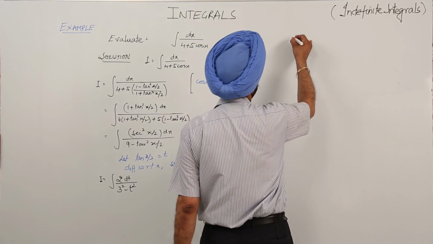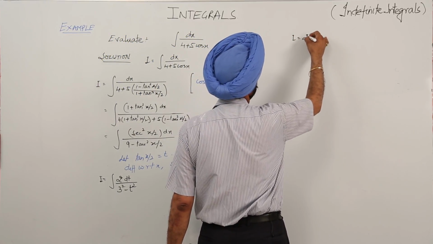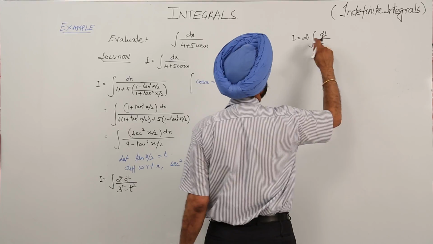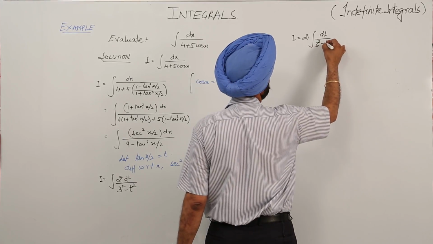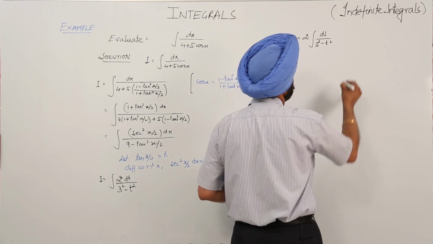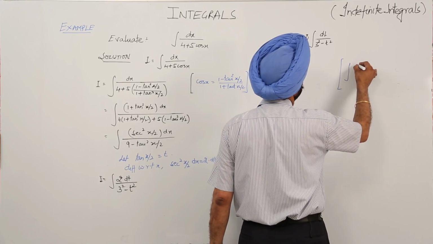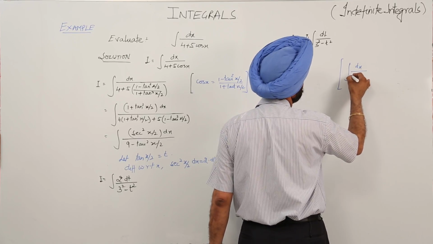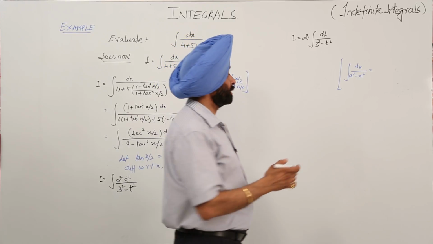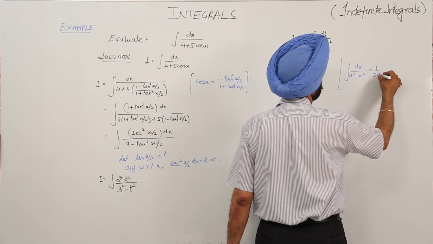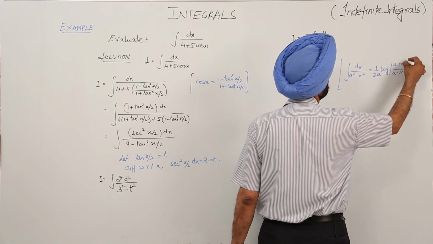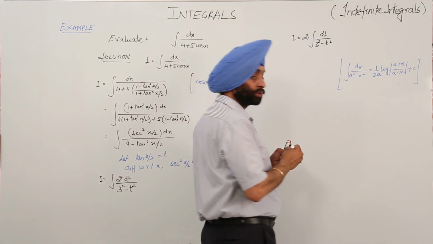Okay. So we now have integration of dt upon 3 square minus t square. Now which formula have we used for the integration of dx upon a square minus x square? It was 1 upon 2a log of a plus x upon a minus x plus c. So we are going to use this formula now.